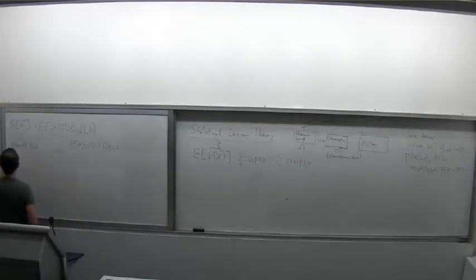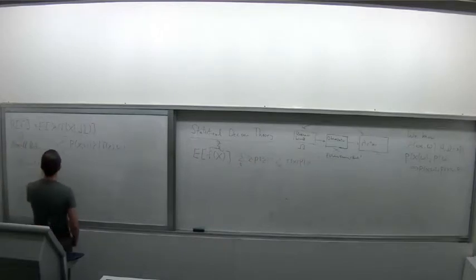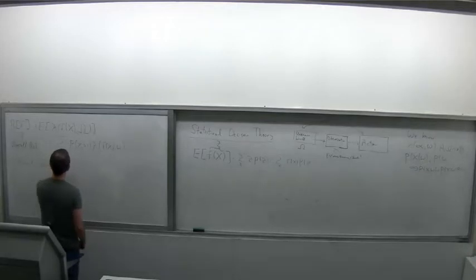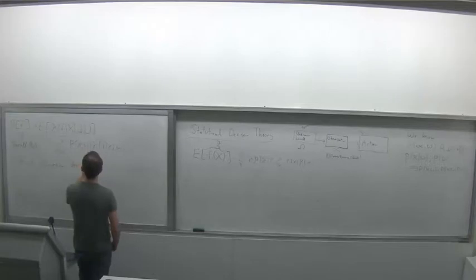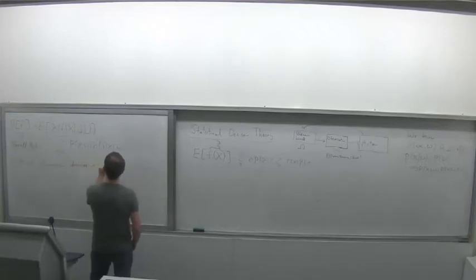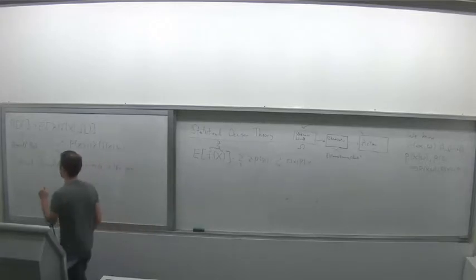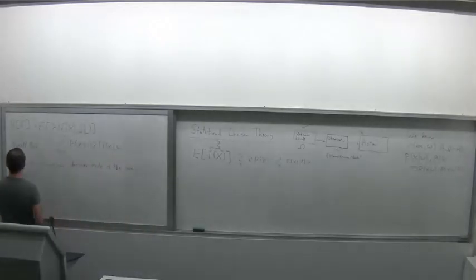So we will say that the optimal Bayesian decision rule is the one minimizing R of delta. Okay, so this is a statement.